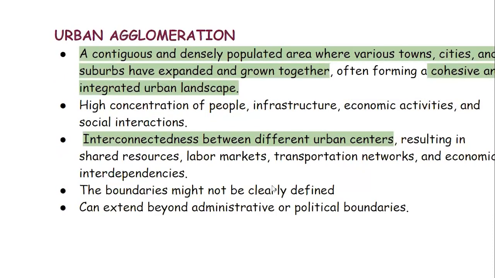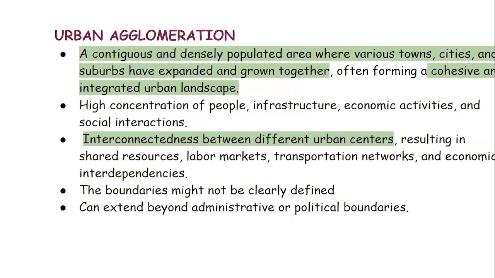The next option is urban agglomeration. An urban agglomeration refers to a contiguous and densely populated area where various towns, cities, and suburbs have expanded and grown together, often forming a cohesive and integrated urban landscape. So it's basically a continuation of a town or city which formed as a result of development processes.